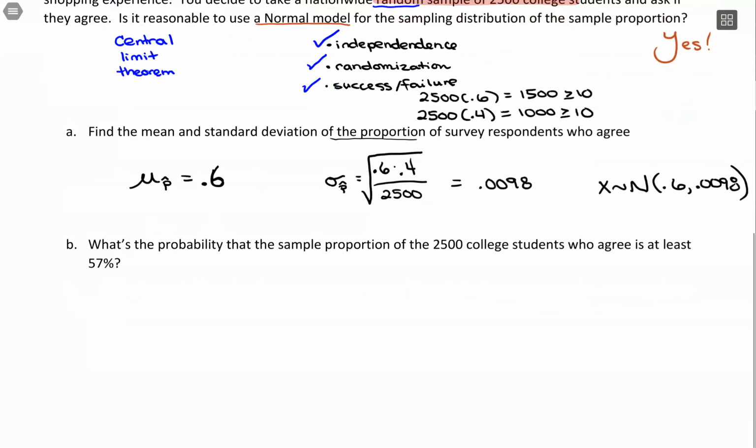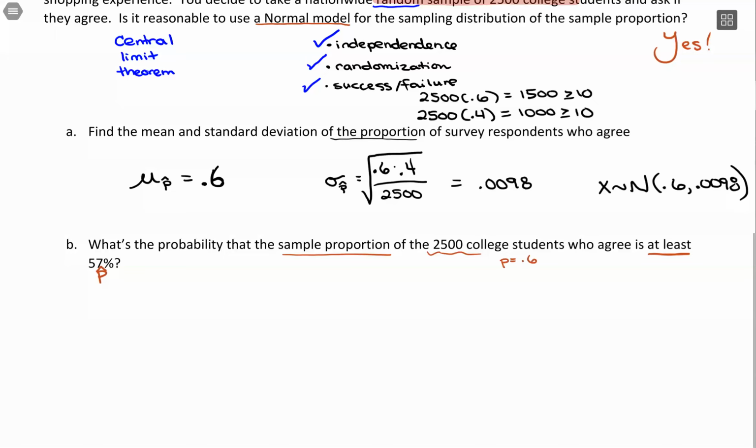So, what's the probability that the sample proportion of the 2,500 college students who agree is at least 57%? So, what we're doing here is we want to see what's the probability of having this value of p hat, or rather at least that value of p hat, given our sample size of 2,500, given that we expect this population proportion of 0.6 coming through.